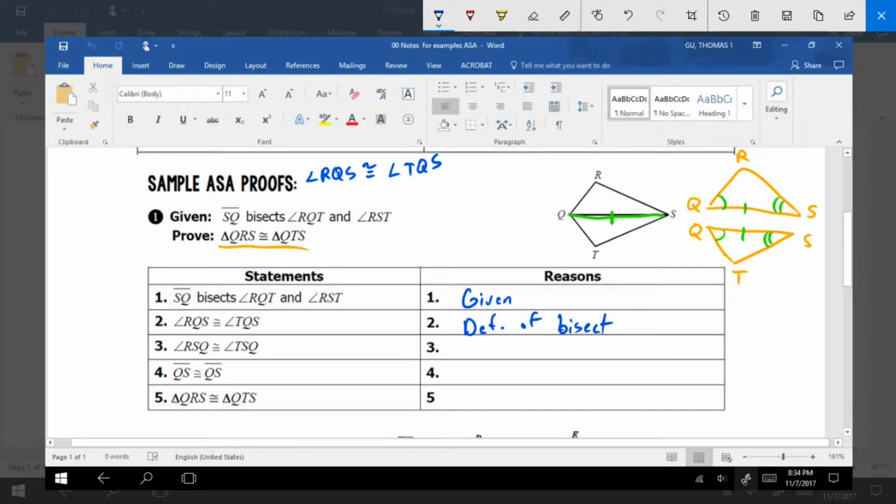And then we also have that angle RSQ right here is congruent to angle TSQ. How do we know that? Once again, it's the definition of bisect. Remember, if you don't want to write it again, you can just use the little quotes with nothing in between.